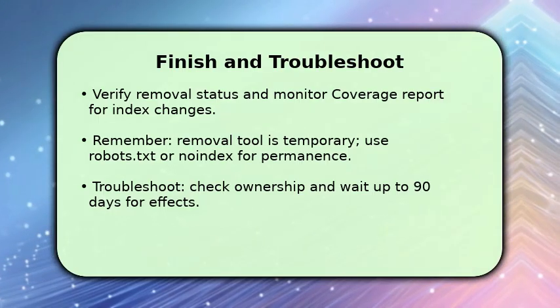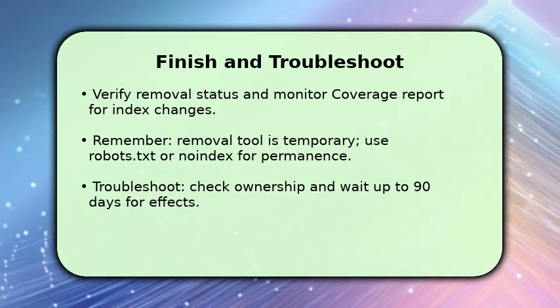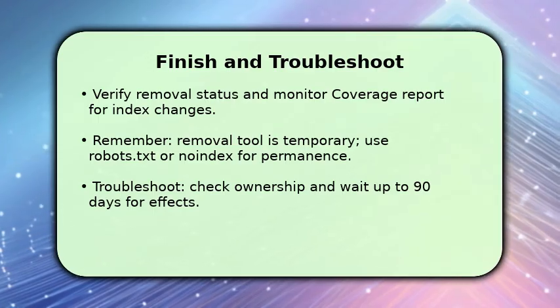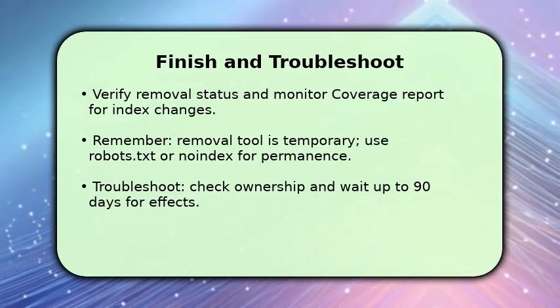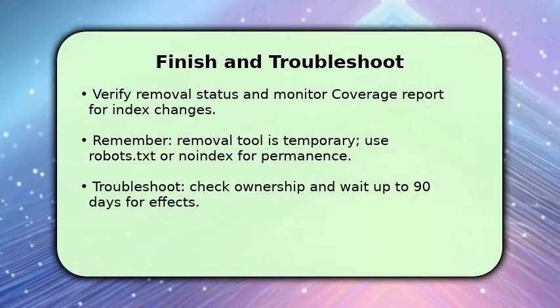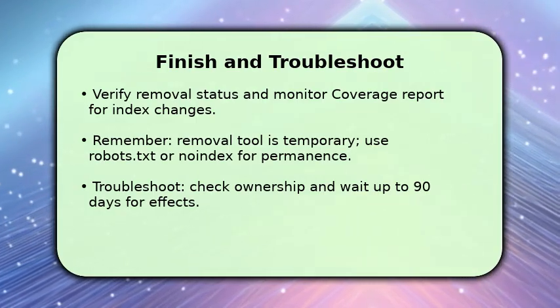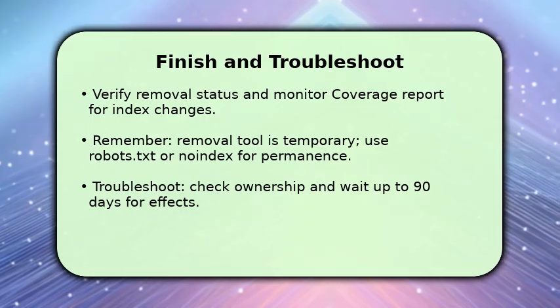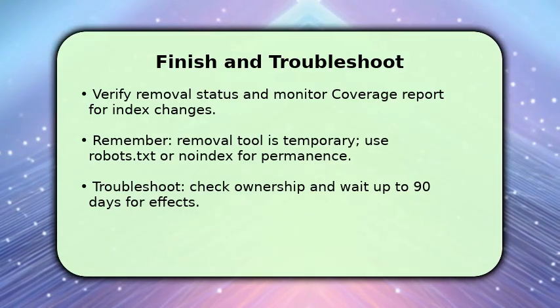If you need permanent exclusion, make server-side changes like robots.txt or add a noindex meta tag, and then request recrawl. If things go wrong, confirm you have owner permissions and that the correct property was targeted. Then allow up to 90 days for indexing changes to propagate and resubmit removals or fix verification as needed.